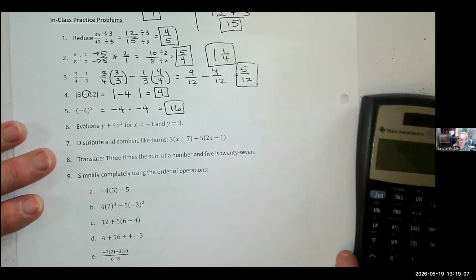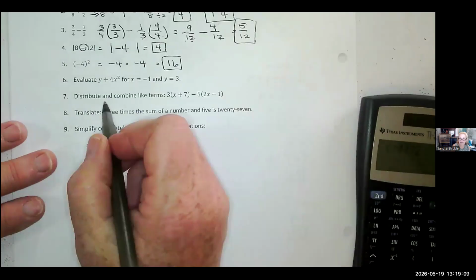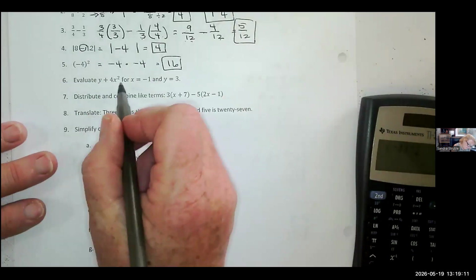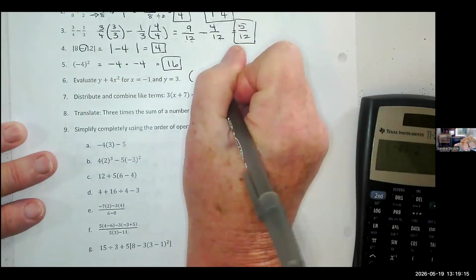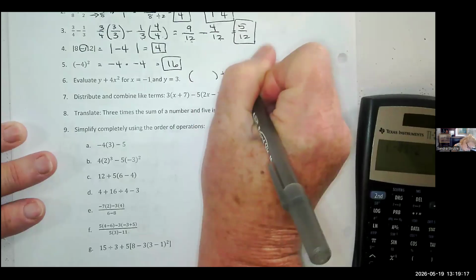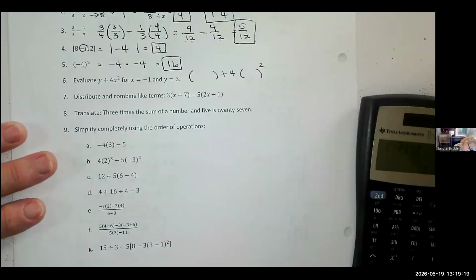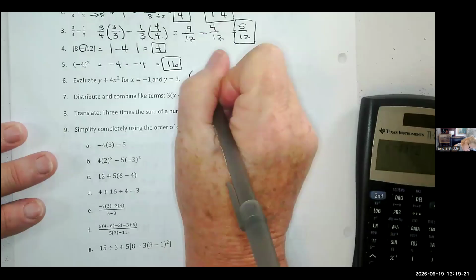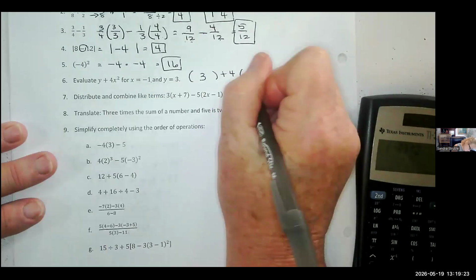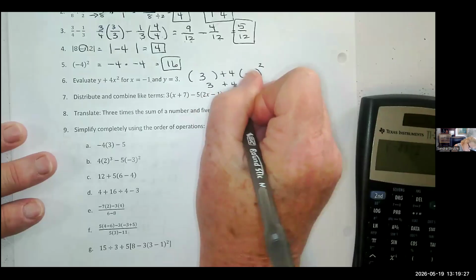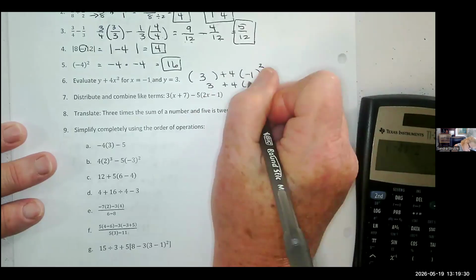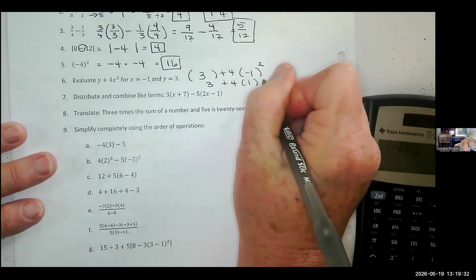Evaluate y plus 4x squared when x is -1 and y is 3. So y plus 4 and then x squared. Y is 3, x is -1. So this becomes 3 plus 4. -1 squared is 1. This is 3 plus 4 times 1, which is 4, which is 7.